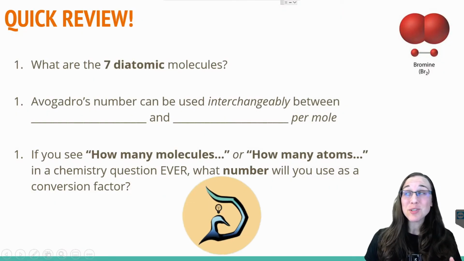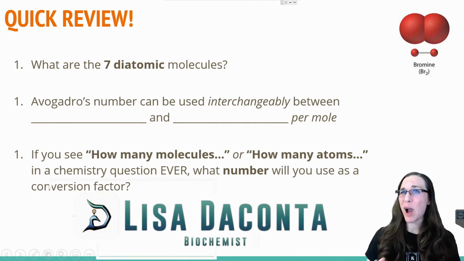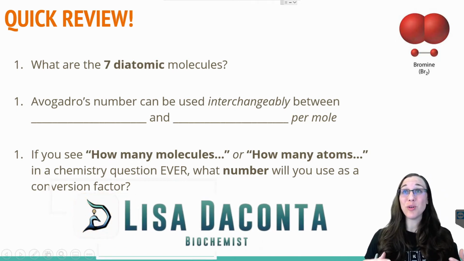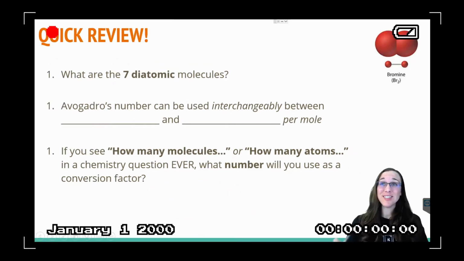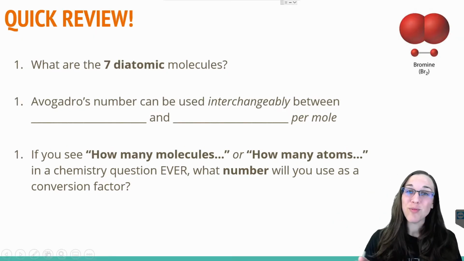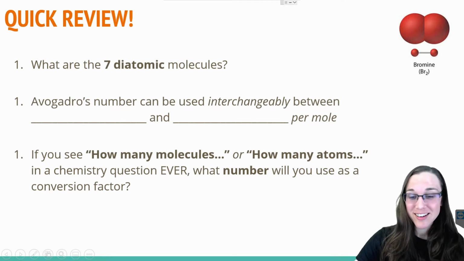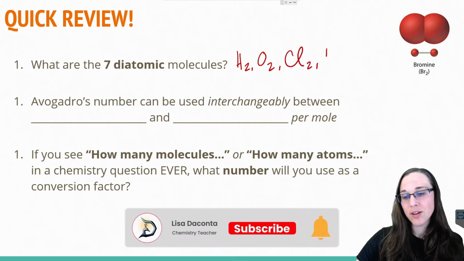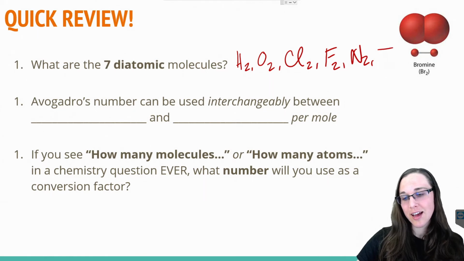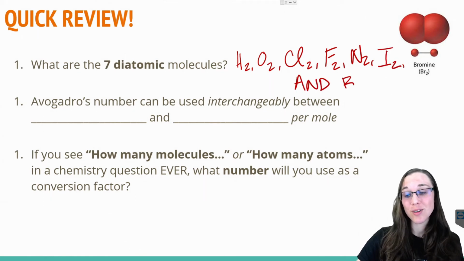Before we jump into molar mass and what it is and how we calculate it, let's have some review first and foremost. What are the 7 diatomic molecules? Hopefully you got them all. They are hydrogen, oxygen, chlorine, fluorine, nitrogen, iodine, and of course, bromine.